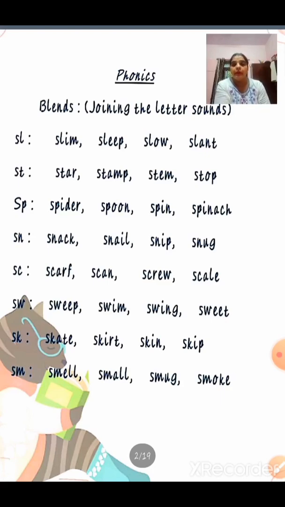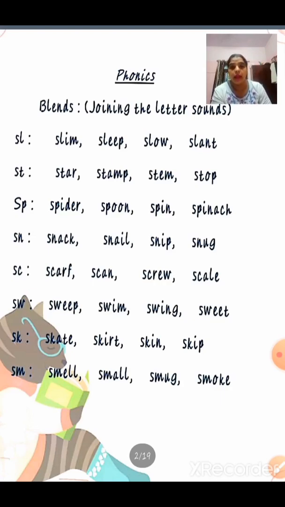Now we will read the words with stir blend. The first word is star. Second word is stamp. Third word is stem. Next is stop. The next blend is spur blend. The words we can read with this blend are spider, spoon, spin, spinach.